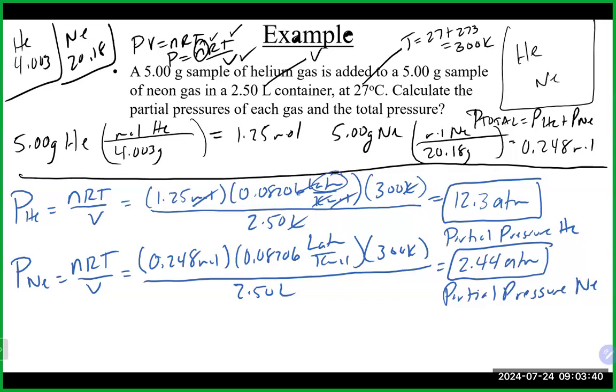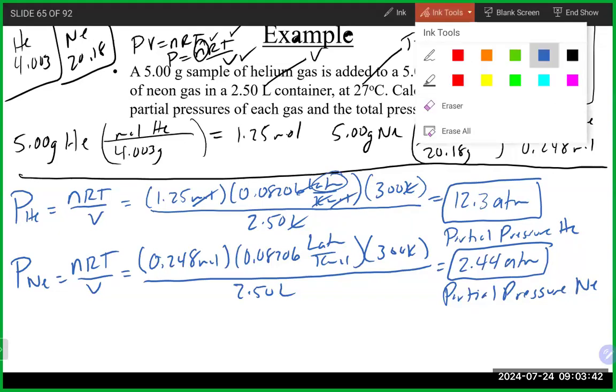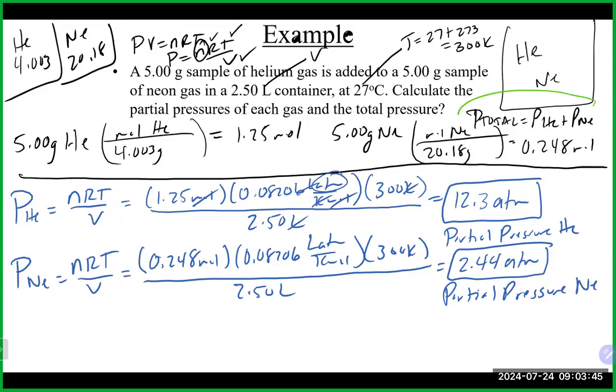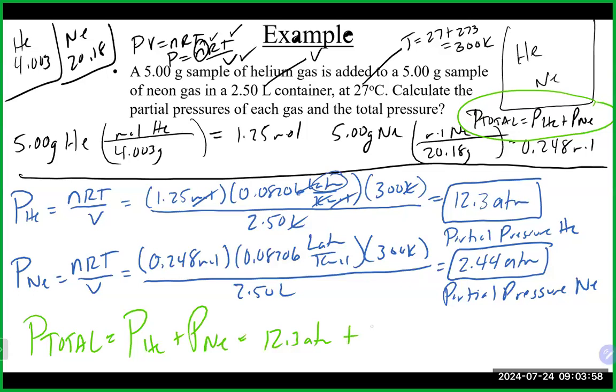Now, as we talked about earlier, to get the total pressure, we're pretty much just going to add them together. So the total pressure of this mixture is going to be the partial pressure of helium plus the partial pressure of neon. So that's going to be 12.3 atmospheres plus 2.44 atmospheres. And that will get us here a total pressure of about 14.7 atmospheres.